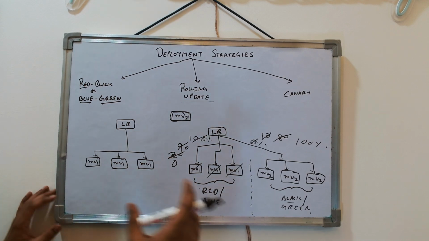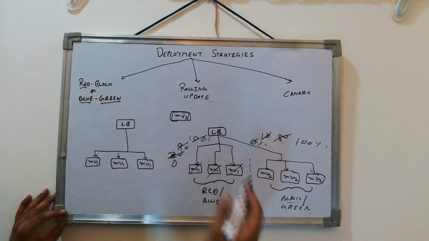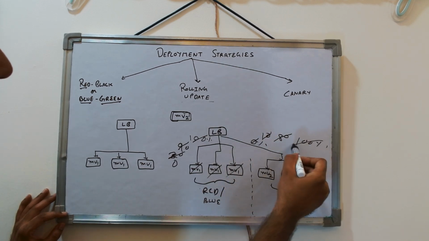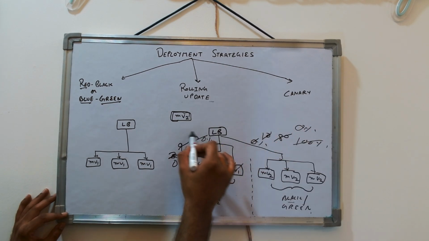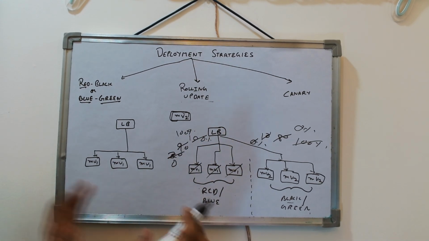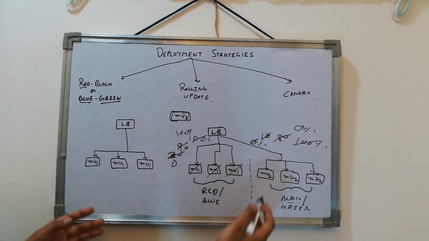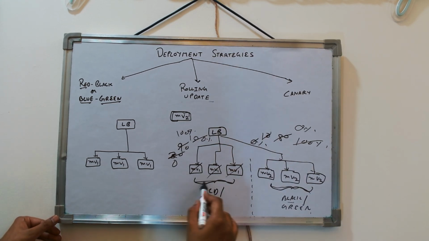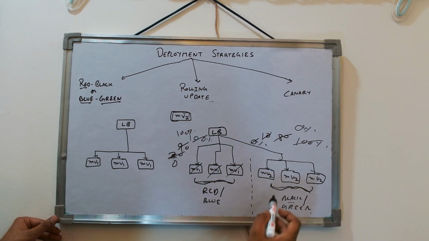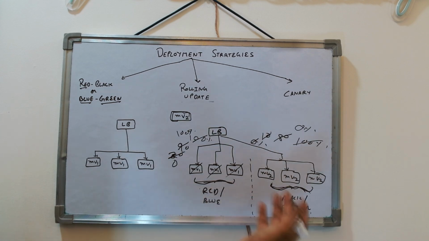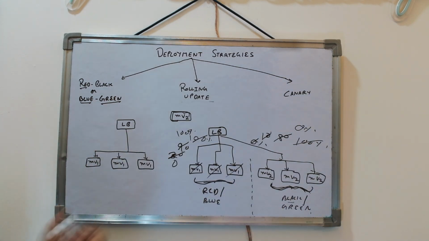The major advantage of this is that the rollback is very simple. If any issue happens, just make this 0% and make the other 100% again. But the major disadvantage is that you can clearly see it runs at 100% extra capacity. If you have 100 servers, then you need to create 100 additional servers. So this is the clear disadvantage of it. That's where we have other approaches also.